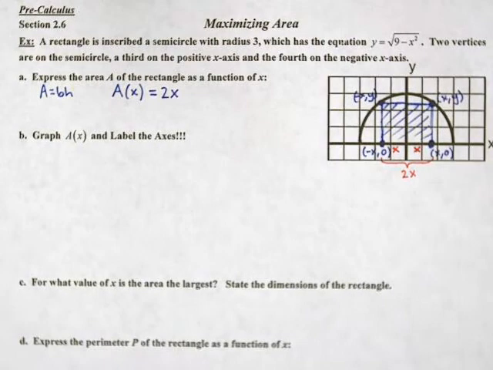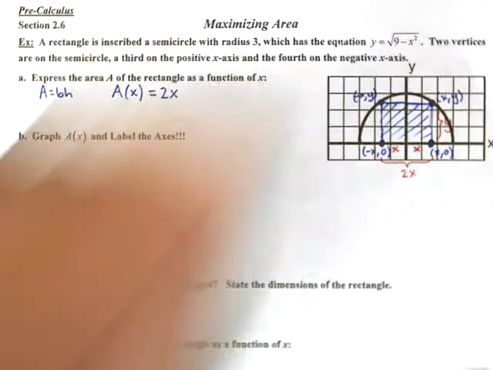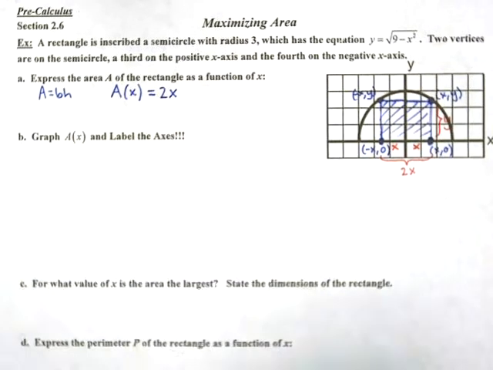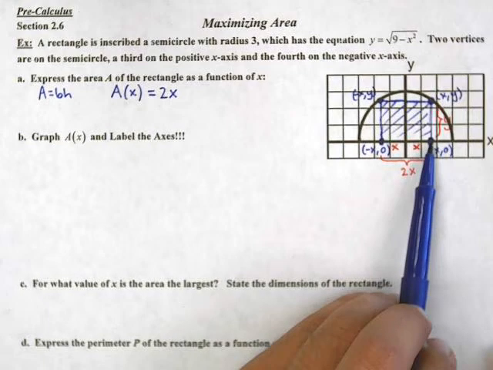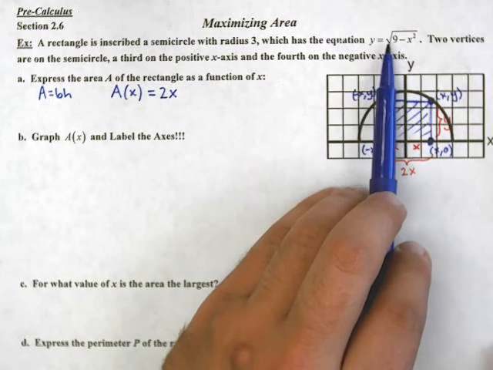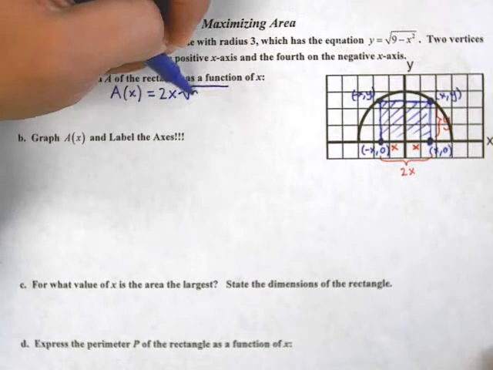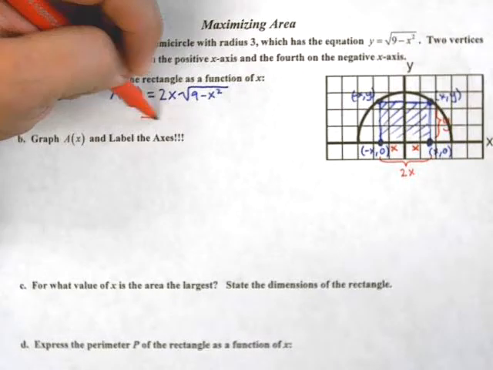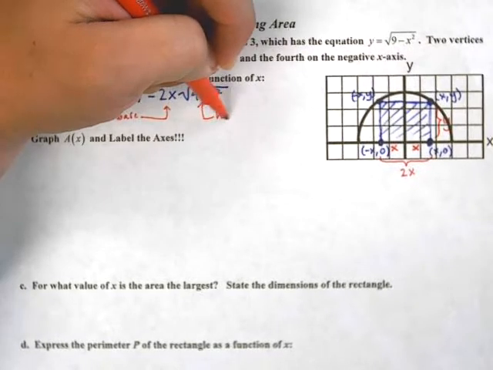What about the height? Well, height's kind of the same as yesterday's video. I know that this is just y. I know that I can't write y because my function is supposed to be a function of x. So what do I do? I know that for some given x value, my y value will always take the form square root of 9 minus x squared. Okay, so now I know that this represents the base, and this represents the height.